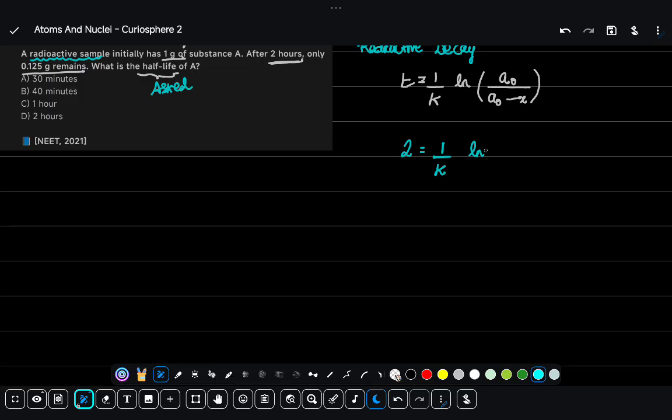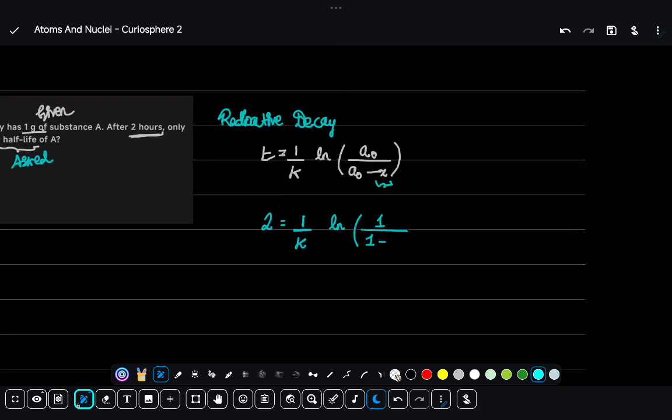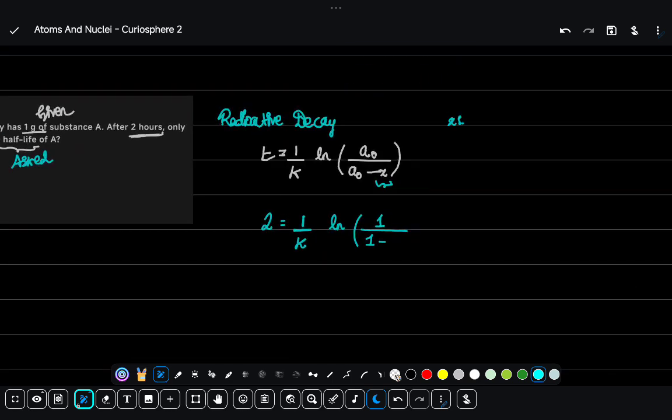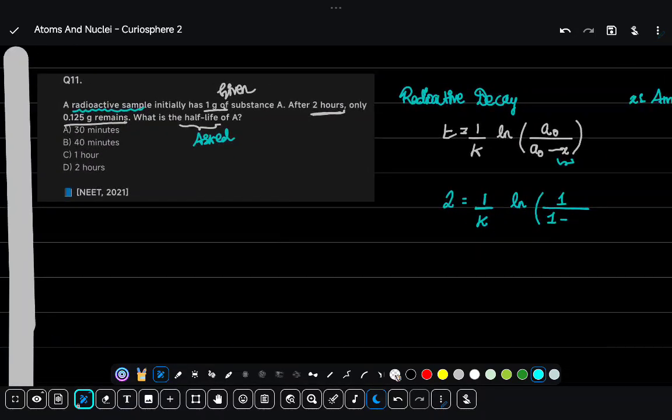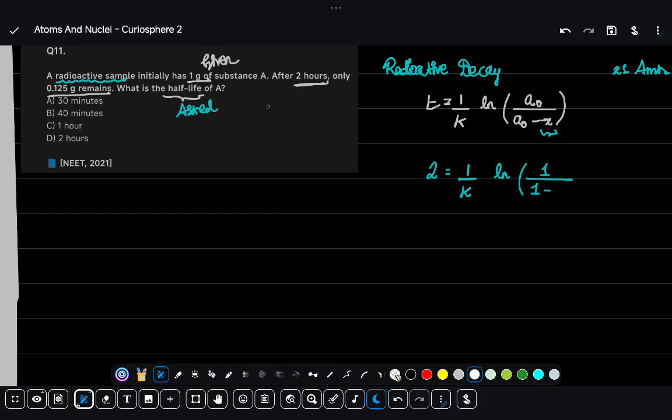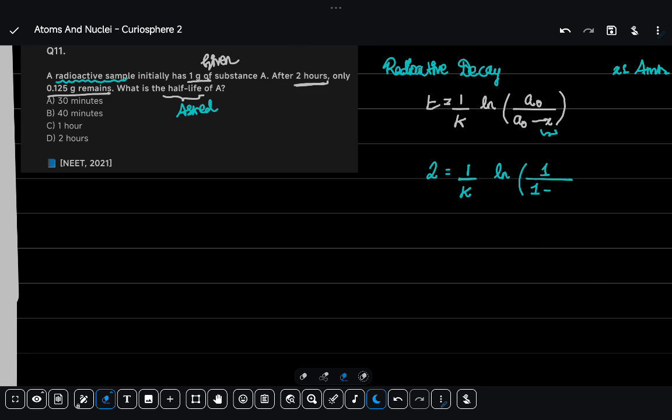ln of the initial amount, which is 1 gram, by 1 minus... Always remember this x is the amount decayed. Okay, it is the amount decayed. So how much has it decayed? 0.125 is remaining. Okay, 0.125 remaining means how much has been decayed? 1 minus 0.125.